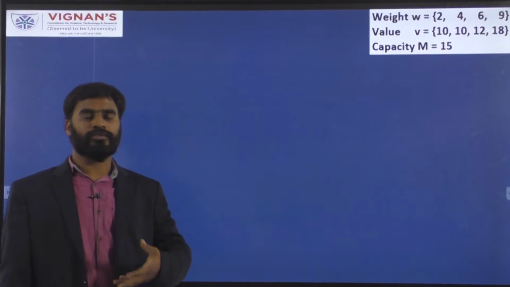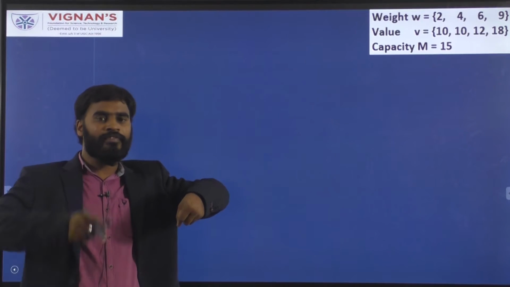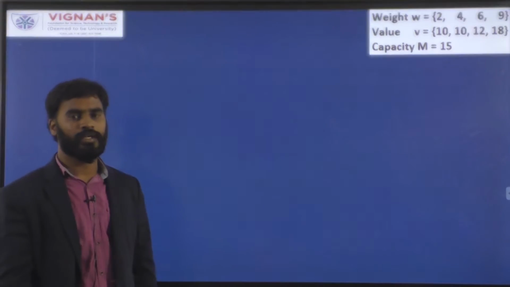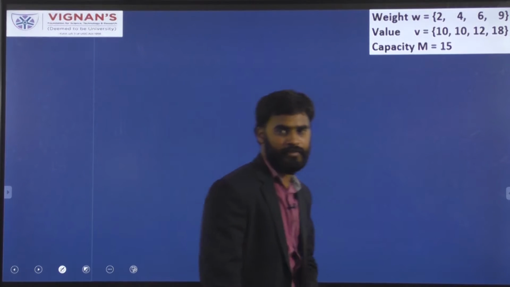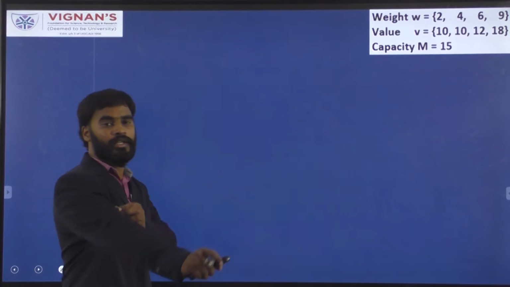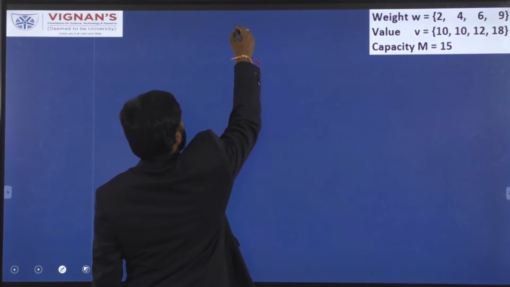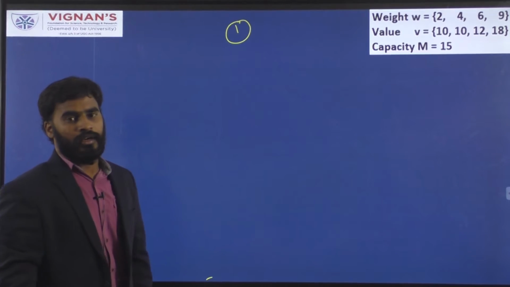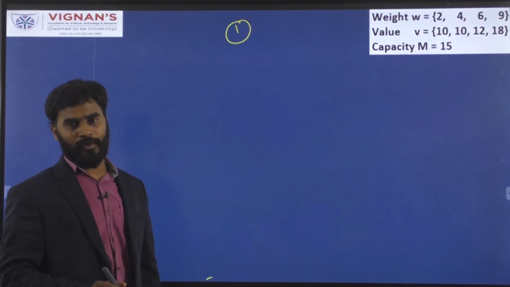So what is our objective? Our objective is to fill the knapsack bag with a set of items in such a way that will give the maximum profit. You are not supposed to fill the items more than the capacity. The capacity is 15. So we'll start with the root node. Let's say this is the root node. And at every node you have to calculate the upper bound and lower bound.